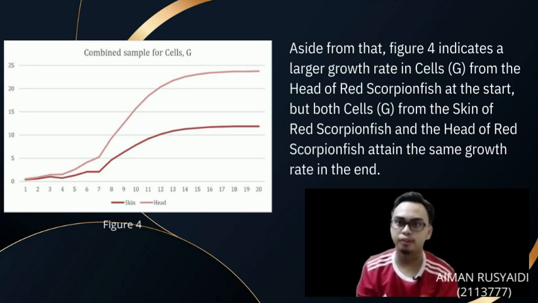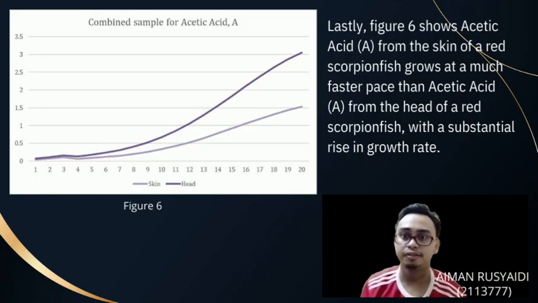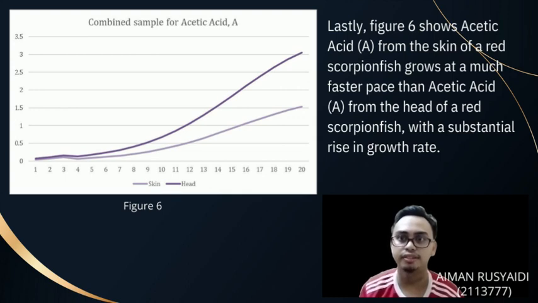Aside from that, Figure 4 indicates a larger growth rate in cells from the head of red scorpion fish at the start, but cells from both the skin and the head of red scorpion fish attain the same growth rate in the end. Then, Figure 5 shows lactic acid from the skin of red scorpion fish and lactic acid from the head of red scorpion fish both continue to develop, with lactic acid from the head growing at a faster pace than lactic acid from the skin. Lastly, Figure 6 shows acetic acid from the skin of red scorpion fish grows at a much faster pace than acetic acid from the head of red scorpion fish, with a substantial growth rate.